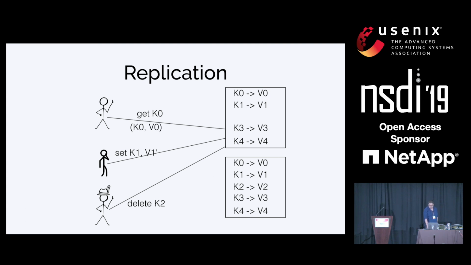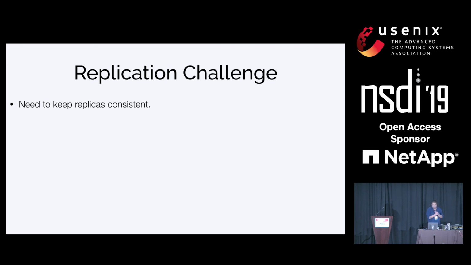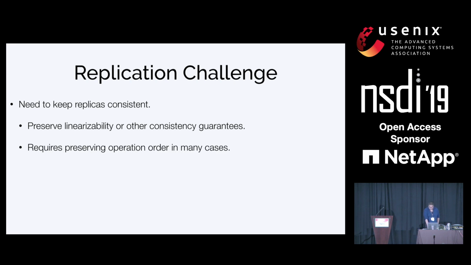So the answer here is that whenever you do any sort of change that mutates the key value store, for example this delete, you replicate it to the replica. And you might have to wait for the replica to acknowledge that it has gone through before you can tell the client that things are done. Everyone good so far? Cool. So the problem, again, is you need to keep these replicas consistent. And in particular, you might want to preserve linearizability, which is this guarantee that Herlihy and Wing described. It's a very important paper. I highly recommend people read it.